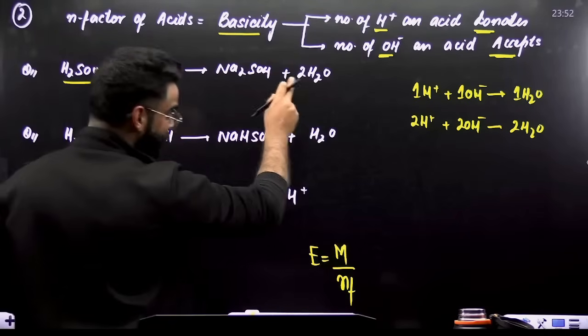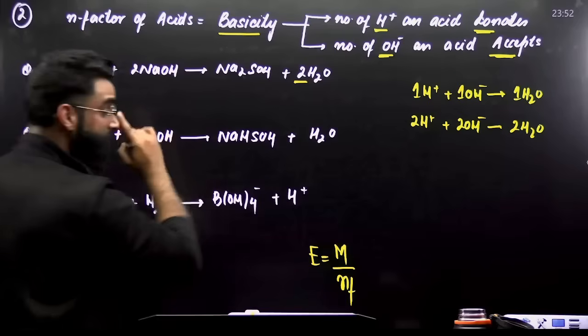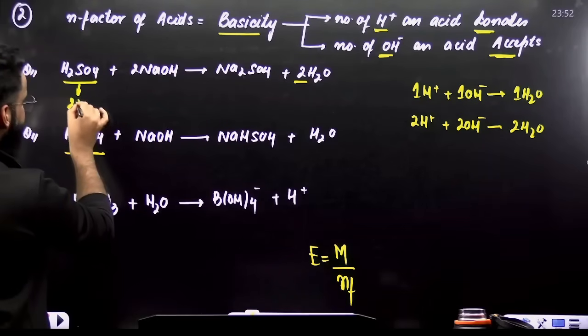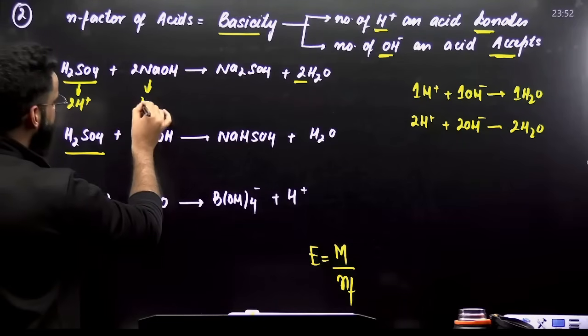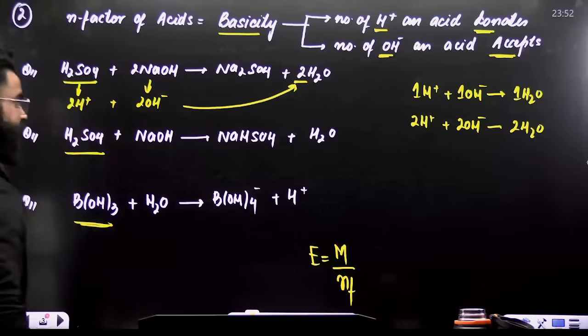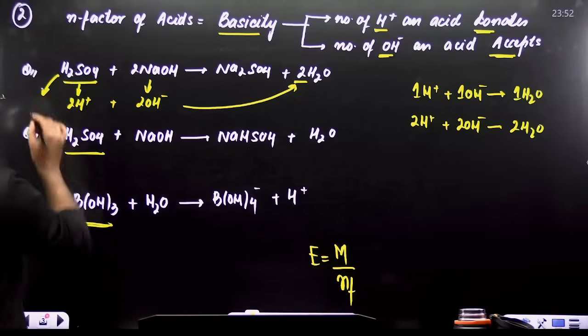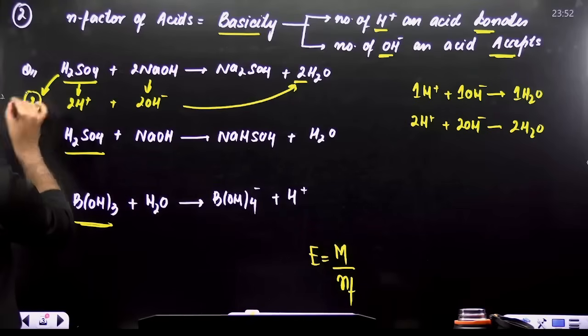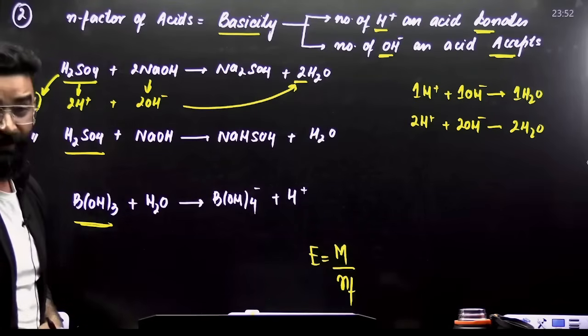Okay. Now, first of all, look at the reaction. How many water molecules are formed? 2 water molecules. Can I say 2 water molecules can only be formed if this would have given 2 H positives, this would have given 2 OH negatives, and they would have combined and formed 2 water molecules. Now, this acid is giving 2 H positives, and the number of H positives an acid gives defines its basicity, and whatever is the basicity of the acid, that's what you call the N factor of the acid.